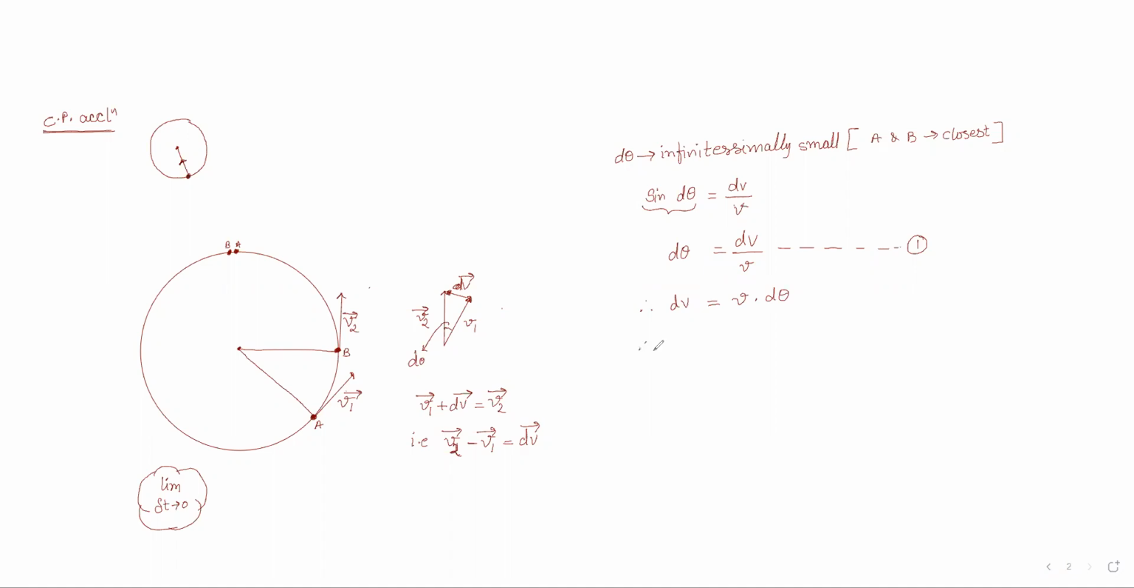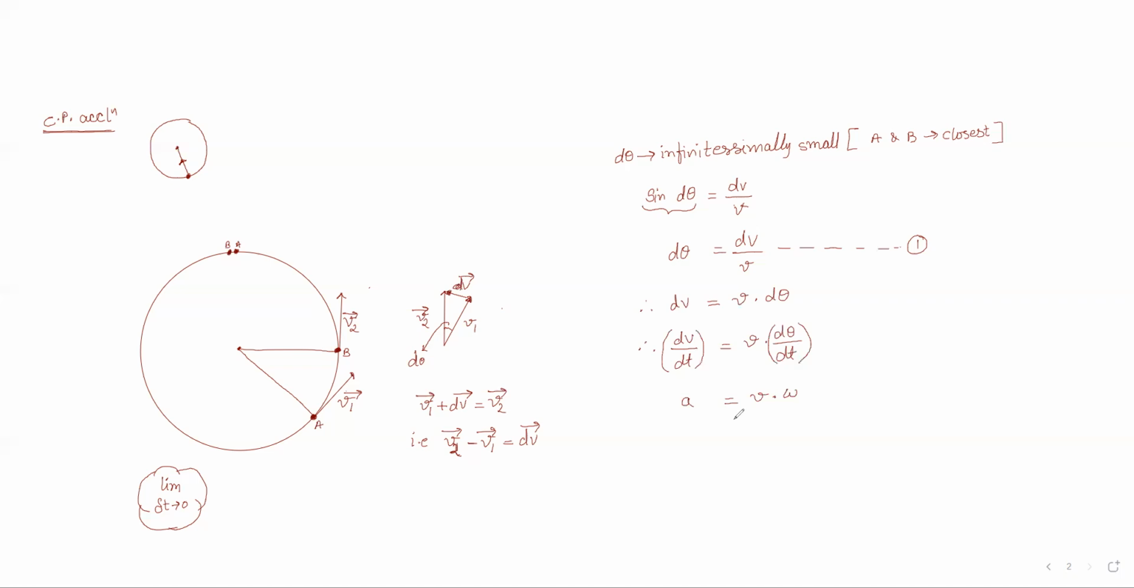Similarly, we can write down now dv by dt will be equal to v into d theta by dt, dividing both the sides by dt. But we know dv by dt is nothing but acceleration, and d theta by dt is nothing but angular velocity omega. So we get the equation acceleration is equal to v into omega. Now what's v? Linear velocity. What is omega? The angular velocity.